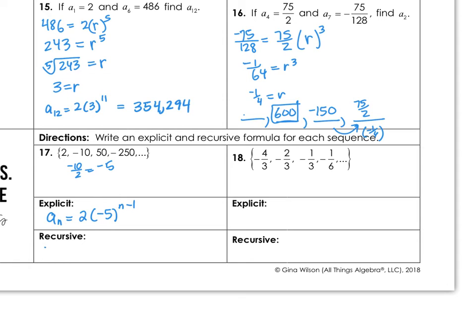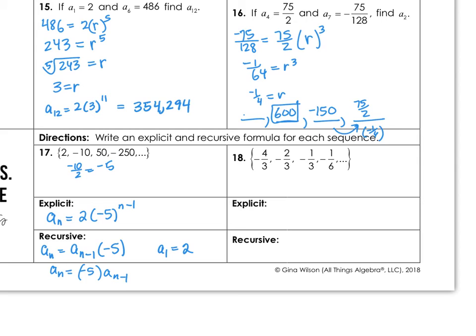As far as the recursive one goes, the nth term can be found by taking the term in front of it, which is a sub n minus 1, times negative 5, and you have to say the first term is equal to whatever that happens to be. Now sometimes instead of seeing that negative 5 at the back, a lot of times in the textbook it may be written like this, where if it's just multiplied by something, it's in front of the a sub n minus 1. But they both mean the same thing.